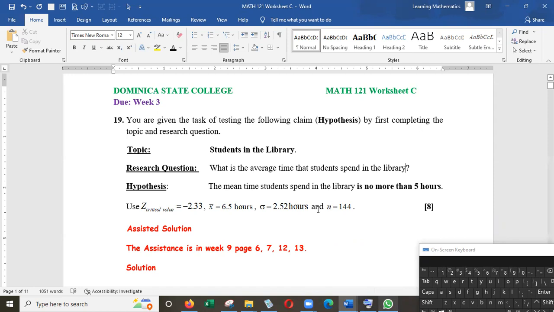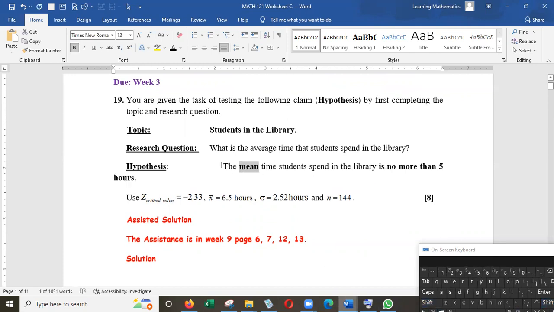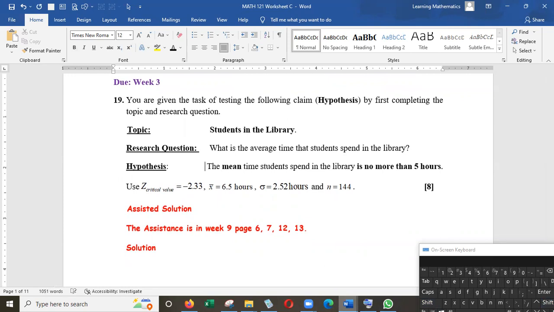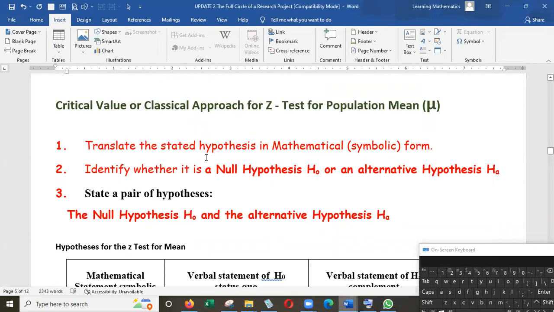So this hypothesis has to be tested, and here the information is given to test this hypothesis. So to test this hypothesis, we must use z-test for mean, because the hypothesis is talking about the mean time. Agreed? So we have to use the z-test for mean, and to begin a z-test for mean, we have to translate the stated hypothesis to symbolic form or mathematical form.